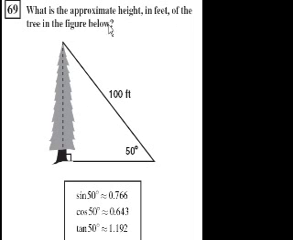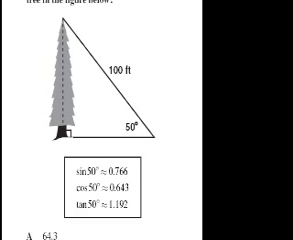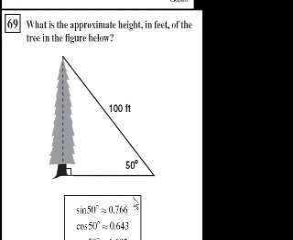What is the approximate height in feet of the tree in the figure below? Okay, so this is 50. Let's think about it. What do they tell us? This is 90, this is 50. So the height is the opposite side of this angle, right? Let's call this O, the height of the tree, because it's opposite the 50-degree angle. So what deals with the opposite and the hypotenuse?